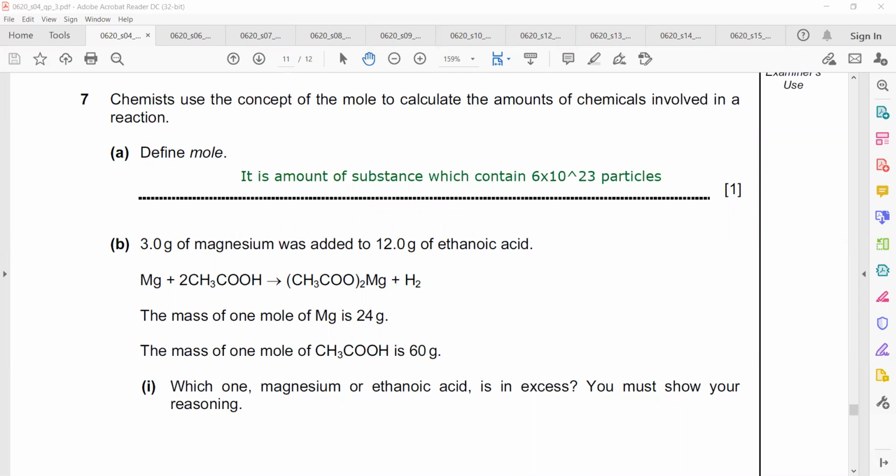One mole is 6 exponent 23 atoms for elements which exist in atomic state, like sodium, magnesium. But if an element exists as a molecule, then 1 mole means 6 exponent 23 molecules. So it is the amount of substance which contains 6 exponent 23 particles, or Avogadro's number of particles, and we call that a mole.